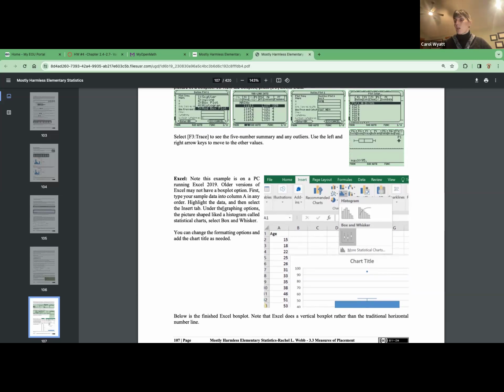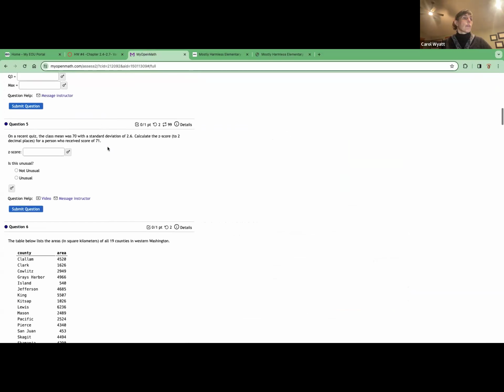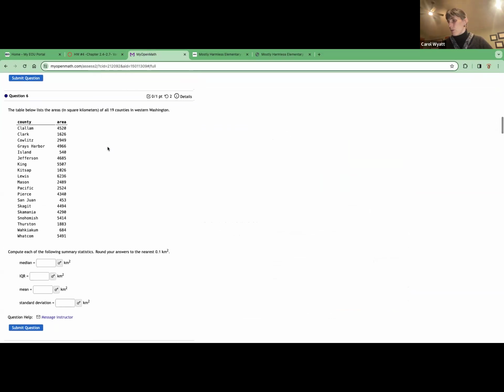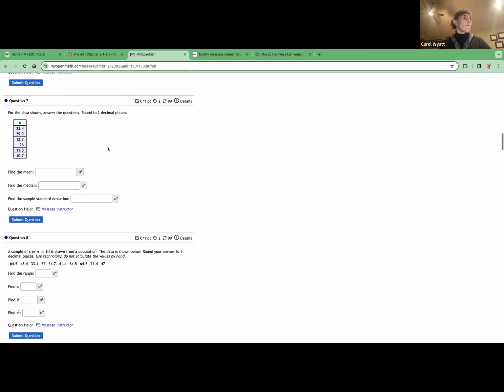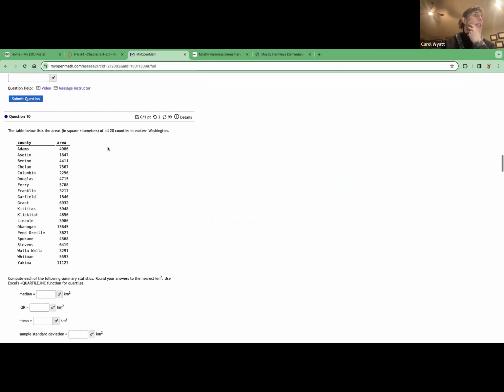So let's take a look at the question that we had in MyOpenMath and look at that particular one, which is this one right here, I believe. Question 6. And this one, question 10. All right, so we have these 10 counties, and I'm going to do it in Excel and Minitab so you can see some of the differences.